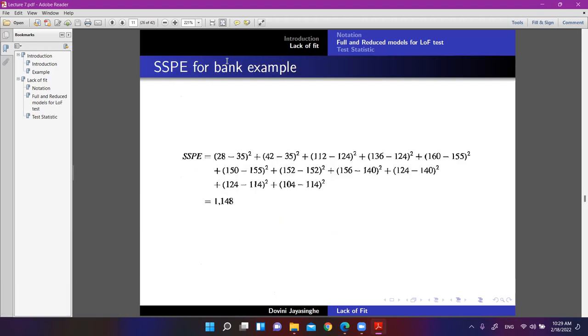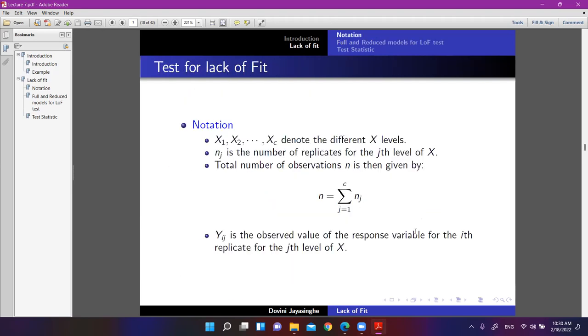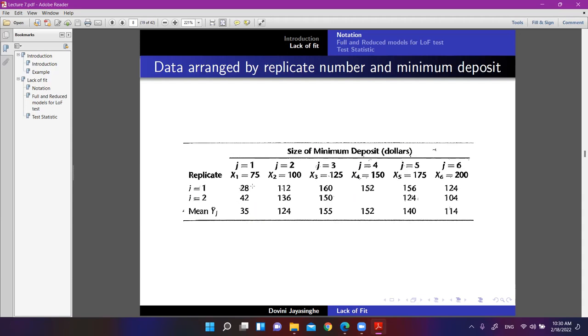So for the bank example, this is the computed SSPE. It's easy, right? What have they done? 28 minus 35 squared plus 42 minus 35 squared. So 35 is the mean of these two. So this block is written by using this particular column: this minus this squared plus this minus this squared, plus 112 minus 124 squared plus 136 minus 124 squared. So likewise, you have to go with everything.